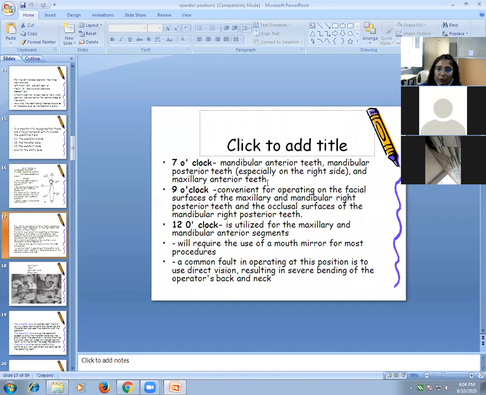Then the 12 o'clock position is utilized for the maxillary and mandibular anterior segments lingually, when you are working on the lingual side, or when you are doing an access opening on the mandibular or maxillary teeth. A common fault in operating at this position is to use direct vision. Never use direct vision when you are working in the maxillary arch. When you twist your head to use direct vision, you will get neck strain. Not really soon, but in the future you will definitely get neck strain. Always try to work with indirect vision.